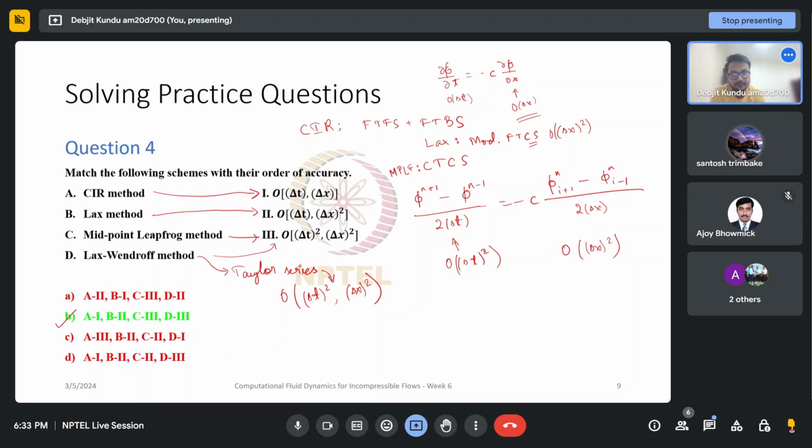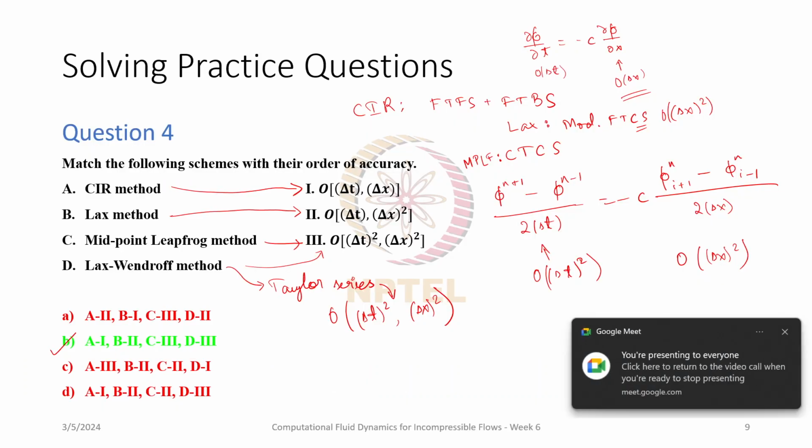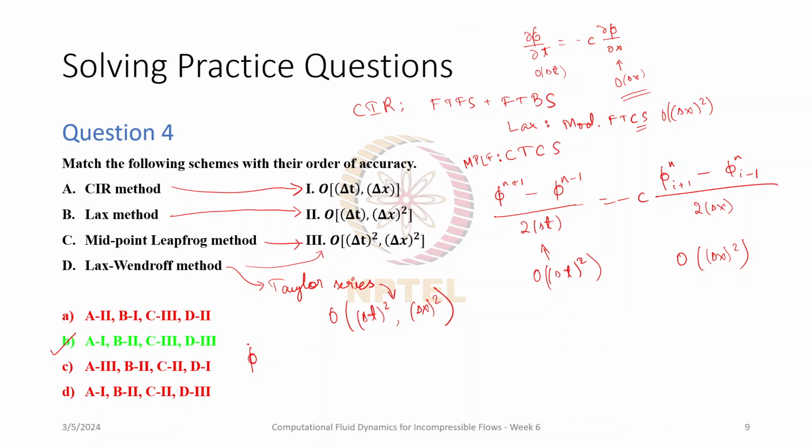But when things go to... Sir, can you explain this Lax-Wendroff method? It's not very clear. Okay, so I'll do the derivation quickly, so that might make things clear. So the first term, dou phi dou t, is basically written as this, right? Something like this.